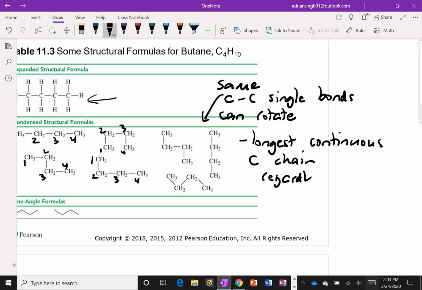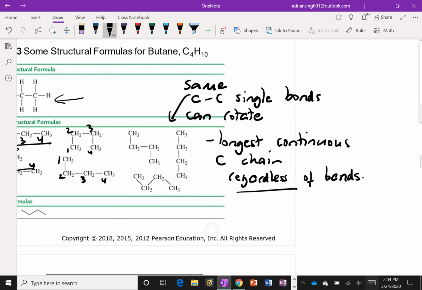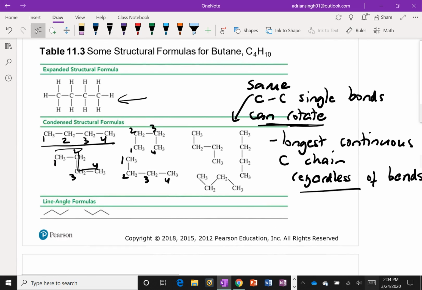regardless of bends in that chain, right? So it can be a straight chain like this, or it can have a bend in it, right? The longest chain is still going to be 4 in every single one of these. So if you see that, don't get confused, right? Because that carbon-carbon single bond can actually rotate around, and it can produce these little kinks or produce a carbon chain that's not straight.